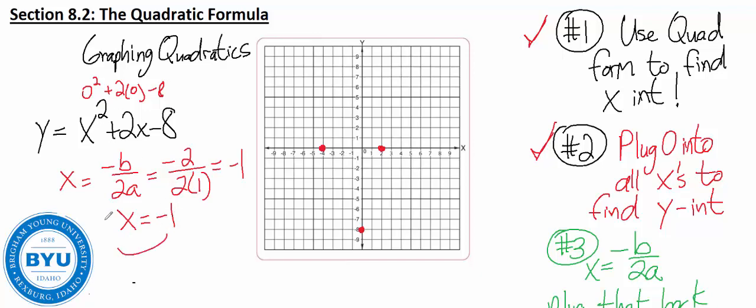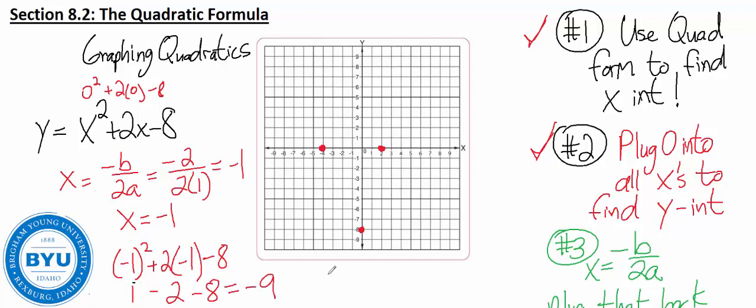Now we just plug that back in here and here to get the y. Let's try it. It would be negative 1 squared plus 2 times negative 1 minus 8. Let's see, negative 1 squared is 1, and 2 times negative 1 is negative 2 minus 8. That comes out to be negative 9. So my vertex is negative 1 from the x, and the y is this negative 9. So I go over negative 1 and down negative 9 to get the vertex. And so I know that's the lowest point. And so it's going to come up and look like that. That is how we graph a parabola.